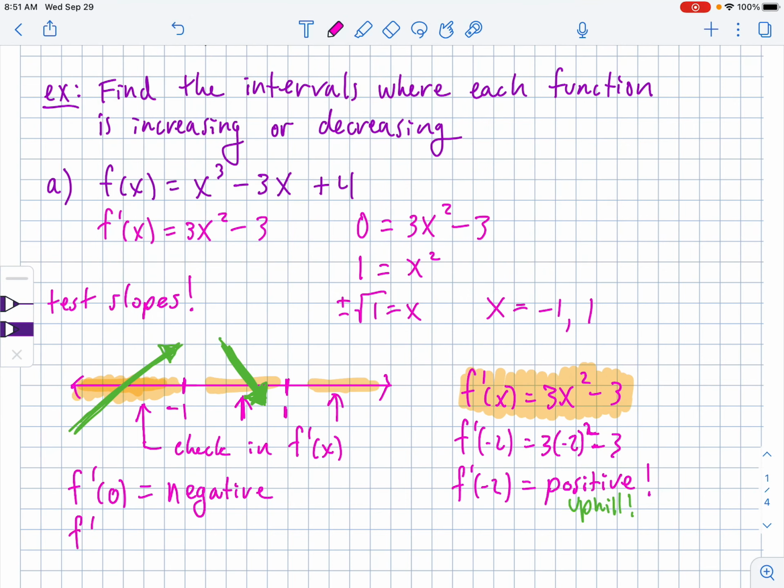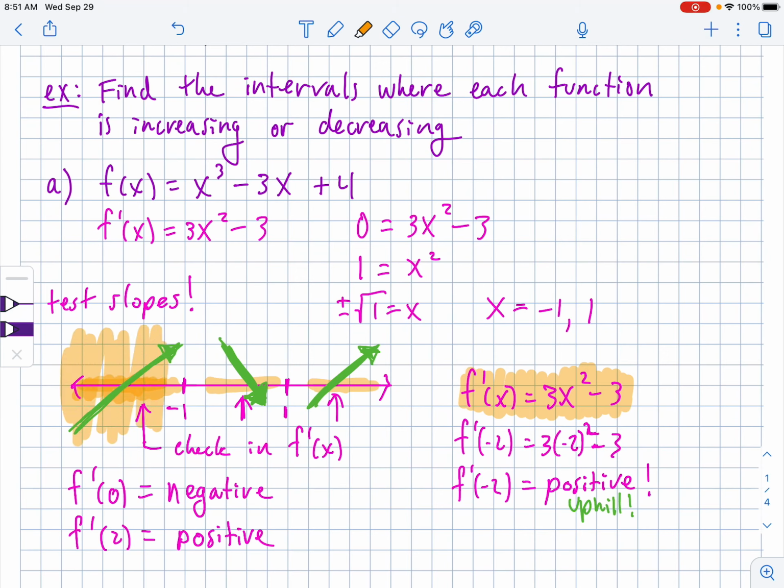Then you pick a number for the last one. I would pick probably +2, but it could be anything. So we'll test f prime of 2, and this equals a positive number. Yeah, if you do 2 squared is 4 times 3 is 12. Oh, you get 9 again. So, they're going uphill in this direction.